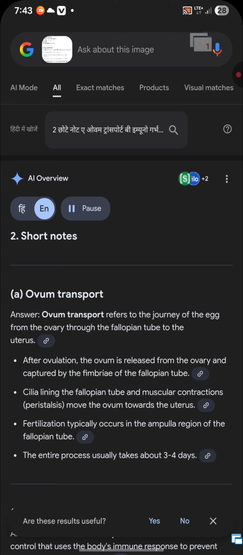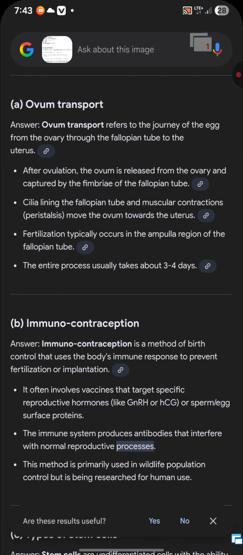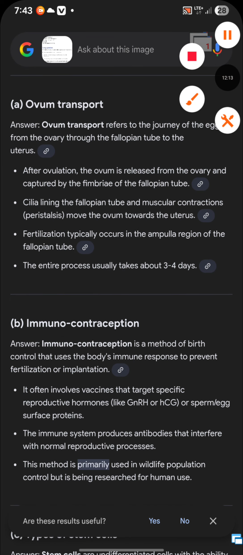B. Immunocontraception. Answer. Immunocontraception is a method of birth control that uses the body's immune response to prevent fertilization or implantation. 1. It often involves vaccines that target specific reproductive hormones, like GnRH or HCG, or sperm or egg surface proteins. 2. The immune system produces antibodies that interfere with normal reproductive processes. And 3. This method is primary.